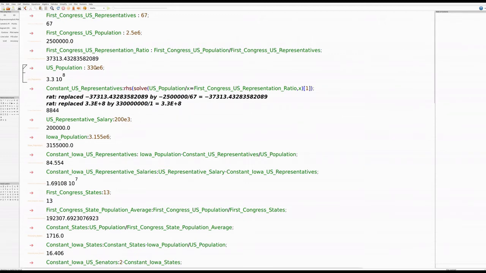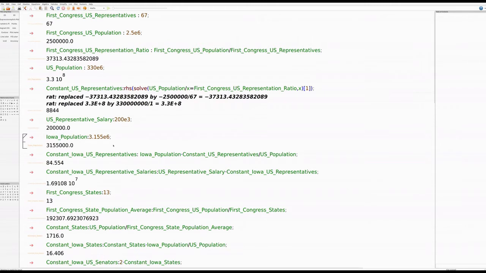And we have a population today of about 330 million. So to have an equivalent ratio for our representatives, that would be 8,000, almost 9,000 representatives. The U.S. representative salary is about $200,000 a year.